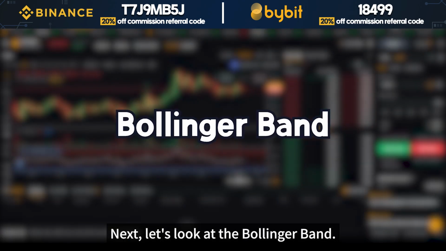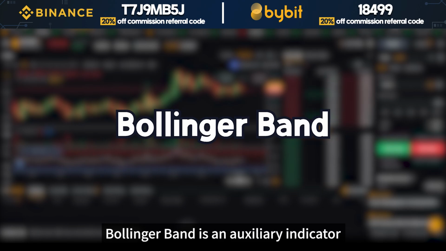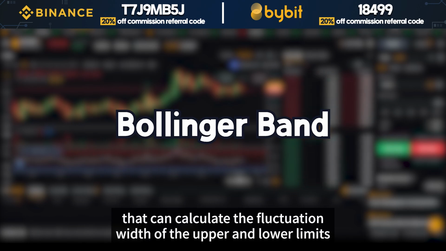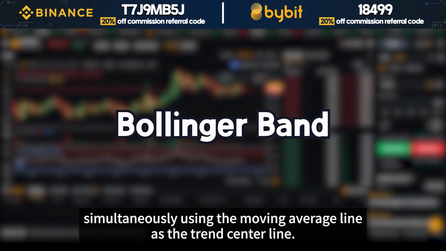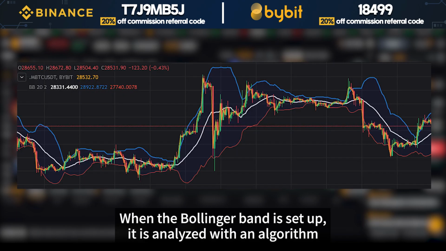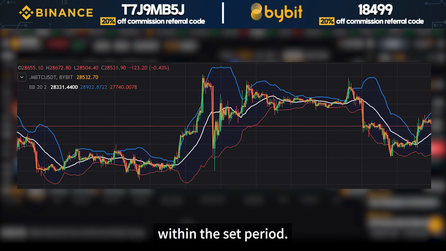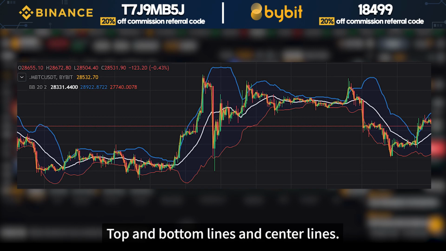Next, let's look at the Bollinger Band. Bollinger Band is an auxiliary indicator that can calculate the fluctuation width of the upper and lower limits as the standard deviation of the trend center line and analyze price volatility and trend simultaneously using the moving average line as the trend center line. When the Bollinger Band is set up, it is analyzed with an algorithm within the set period: top and bottom lines and center line.